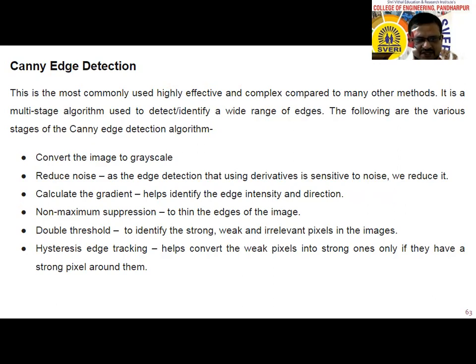Convert the image to grayscale, reduce noise as the edge detection using derivatives is sensitive to noise. We reduce it. Calculate the gradient, which helps identify the edge intensity and direction. Non-maximum suppression to thin the edges of the image. Double threshold to identify the strong, weak and irrelevant pixels in the image. Hysteresis edge tracking helps convert the weak pixels into strong ones only if they have a strong pixel around them.